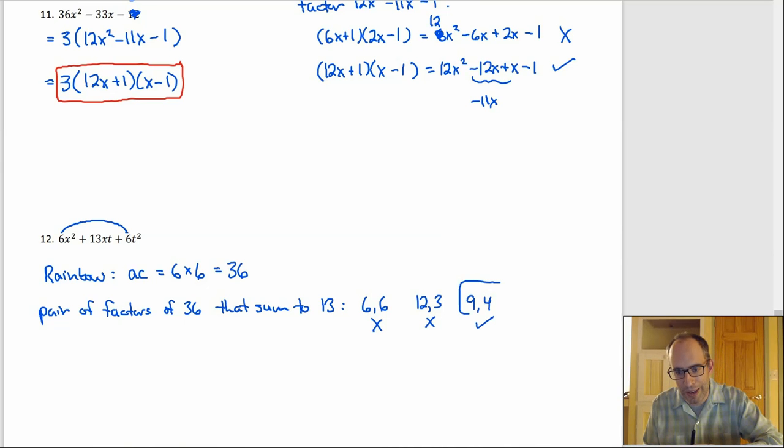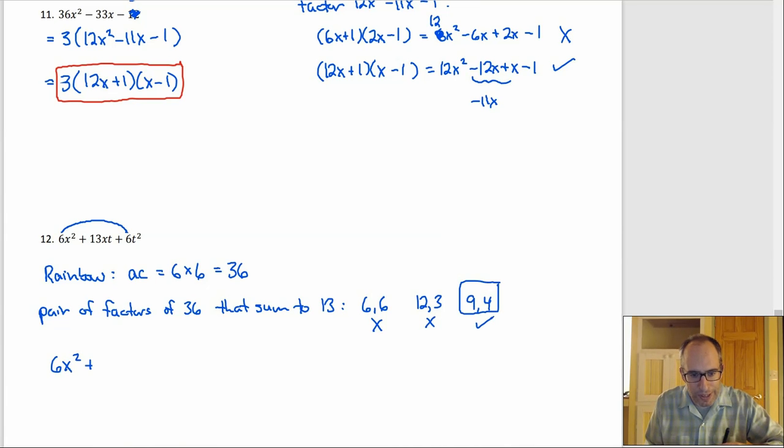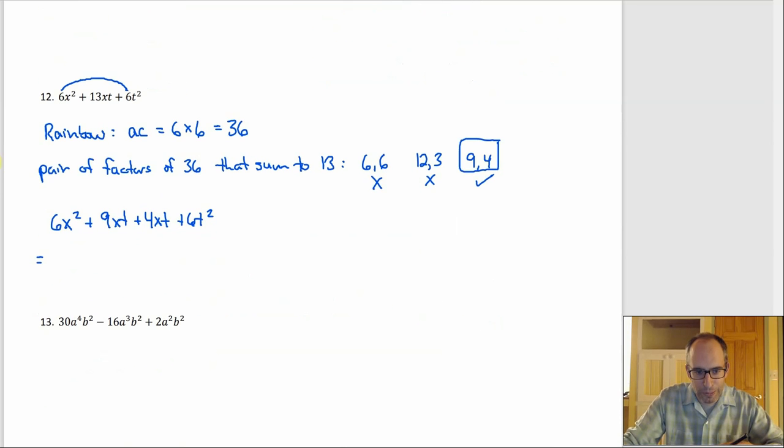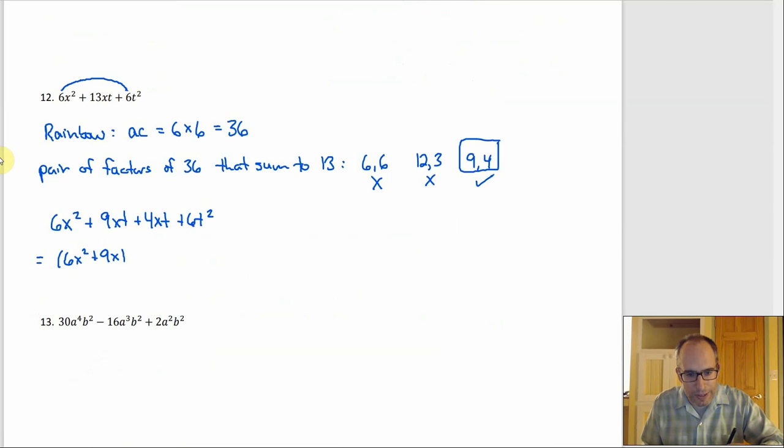We're going to use the 9 and the 4, because then we can write that trinomial up there as 6x squared plus 9xt plus 4xt plus 6t squared. And then we can group. So we'd have 6x squared and 9xt in the first group. And then we're going to have 4xt and 6t squared in the second group.